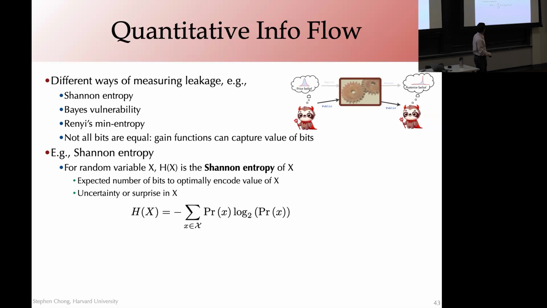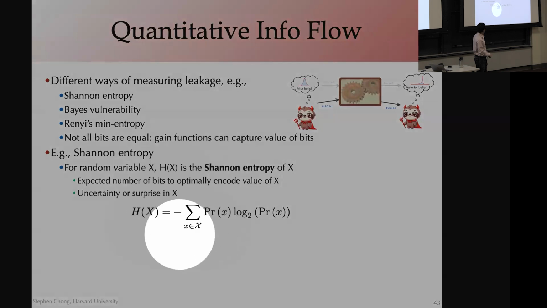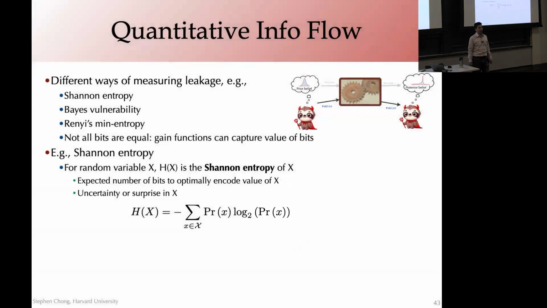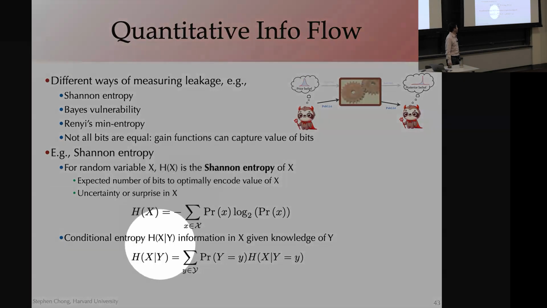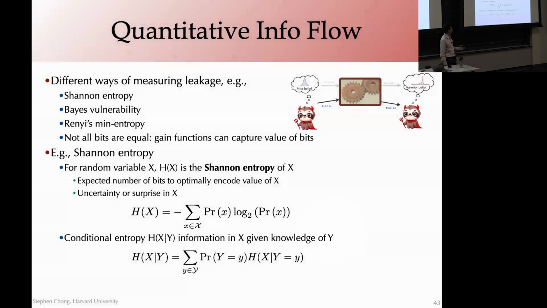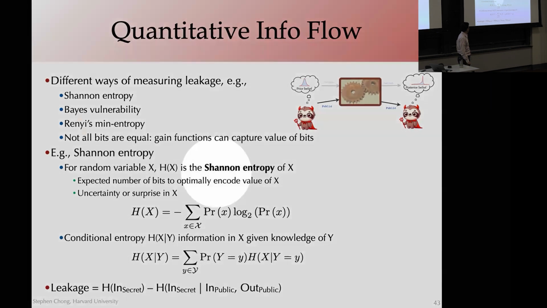So we can define it explicitly. H of x is, for every outcome little x, the probability of x times the log of the probability of x. We use log base 2 so that we're measuring in bits. Conditional entropy is similar. The basic idea is conditional entropy of x given y is the information in x given knowledge of y. So if you know what the outcome of y is, how much entropy is there remaining in x.